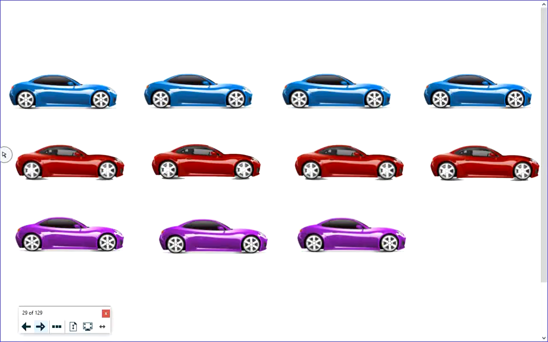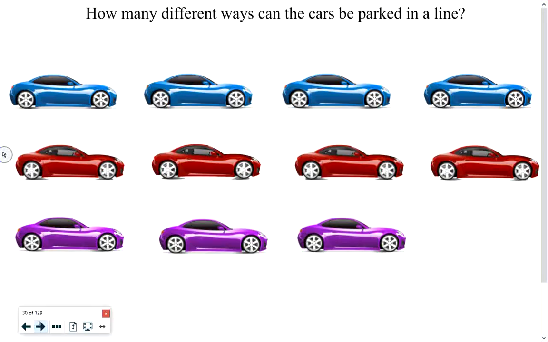When you look at the situation, you see the cars, they're blue. So the question would be, how many ways can you park those in a line? And it can get more complicated than this, and we'll encounter situations. But we translate that to how many ways can you arrange these letters? B, B, B, B, R, R, R, R, M, M, M.